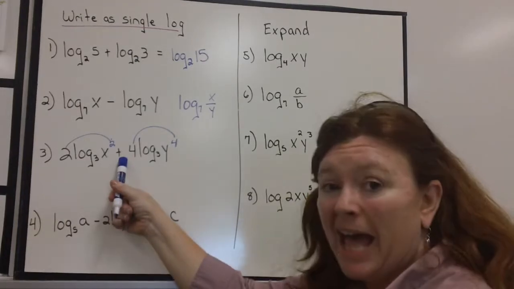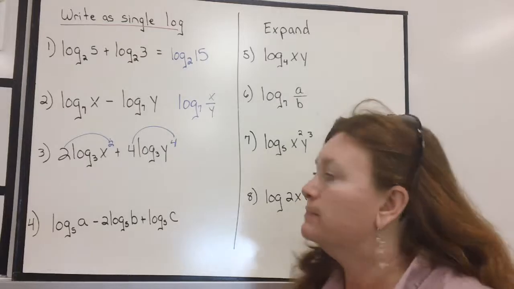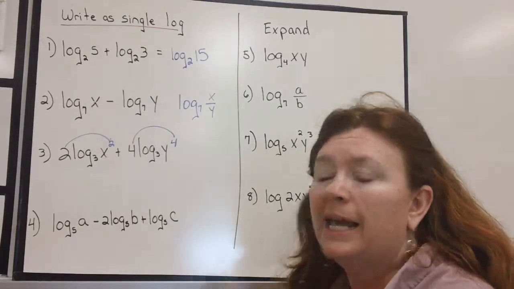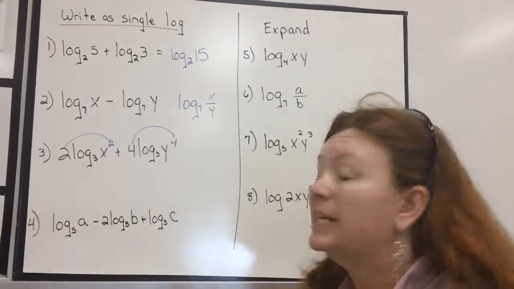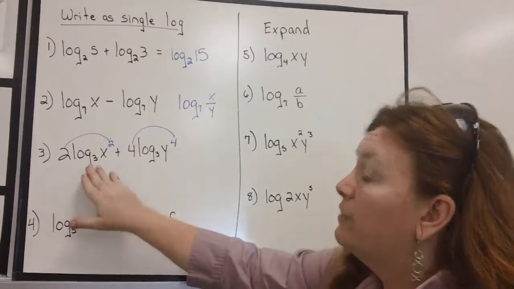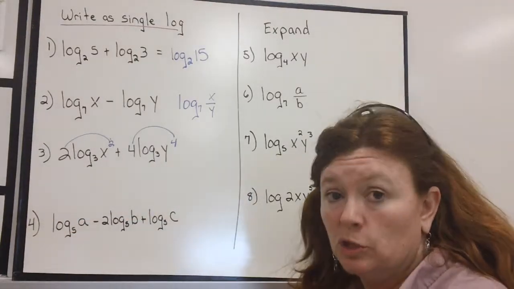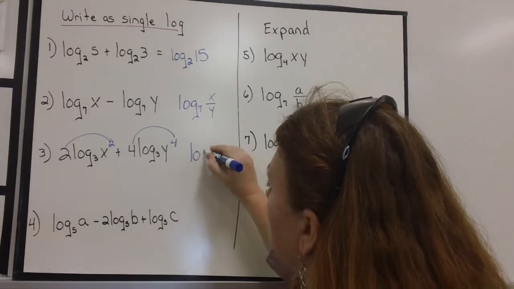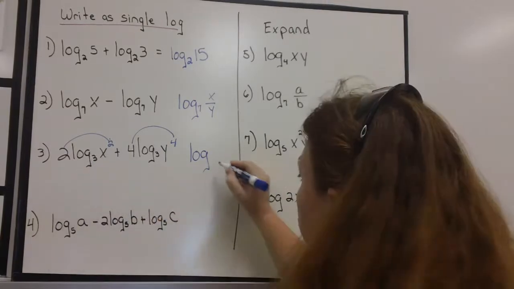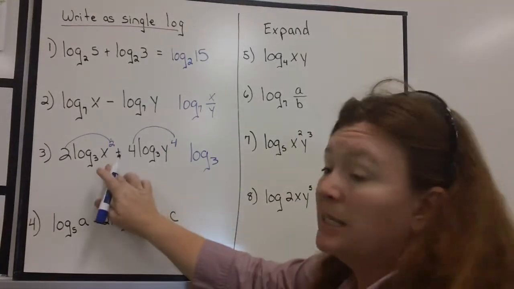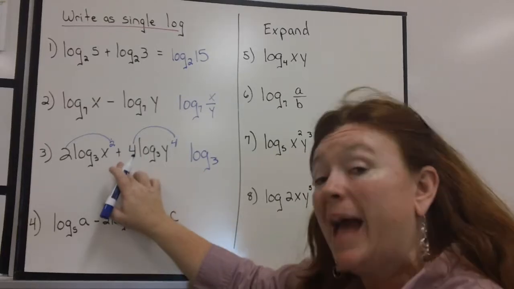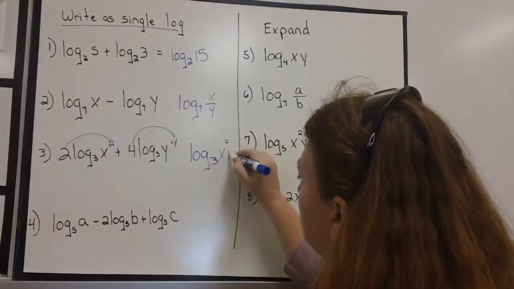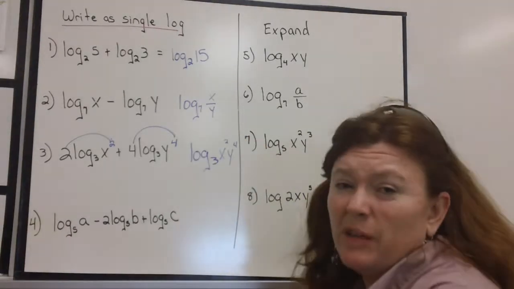Now I cannot add a 2 log base 3 and a 4 log base 3. I can't put those together. So what I need to do is get the 2 and the 4 out of the way. When I have a log base 3 and a log base 3, I can now do my operations. I get a single logarithm, base 3, and I have an x to the second and a y to the fourth. I'm adding, so what do I do? I multiply those values. There you go. That's all you have to write.